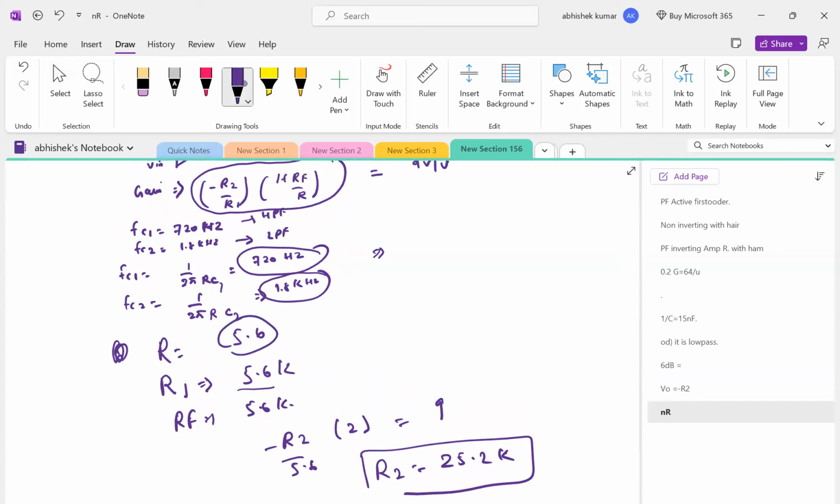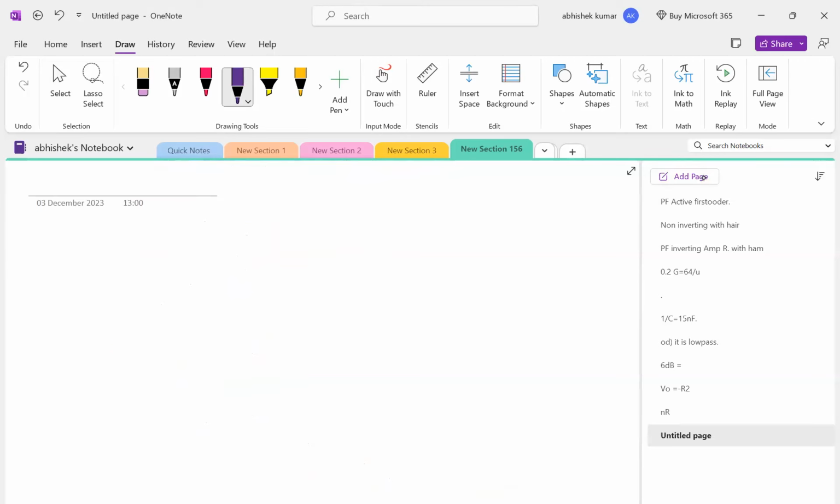No, sir, clear. And that MOSFET one? Yes. Okay.